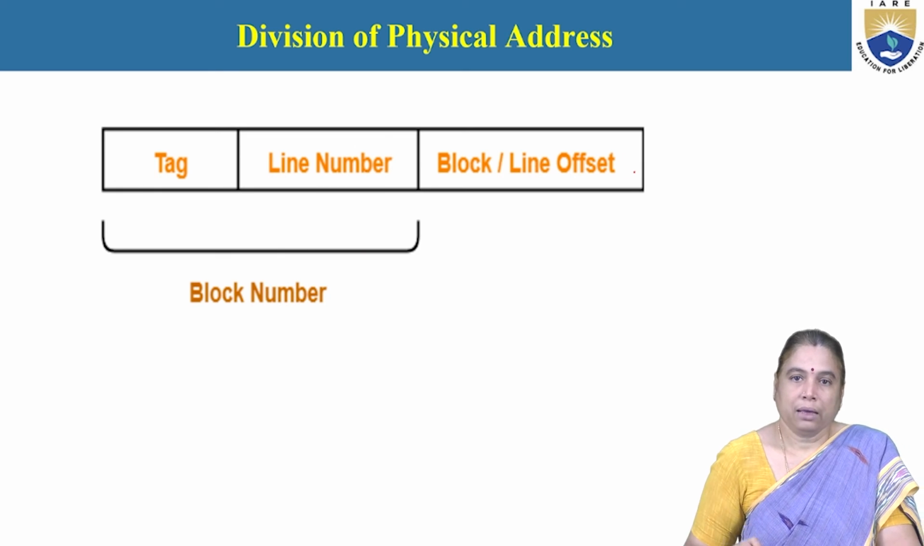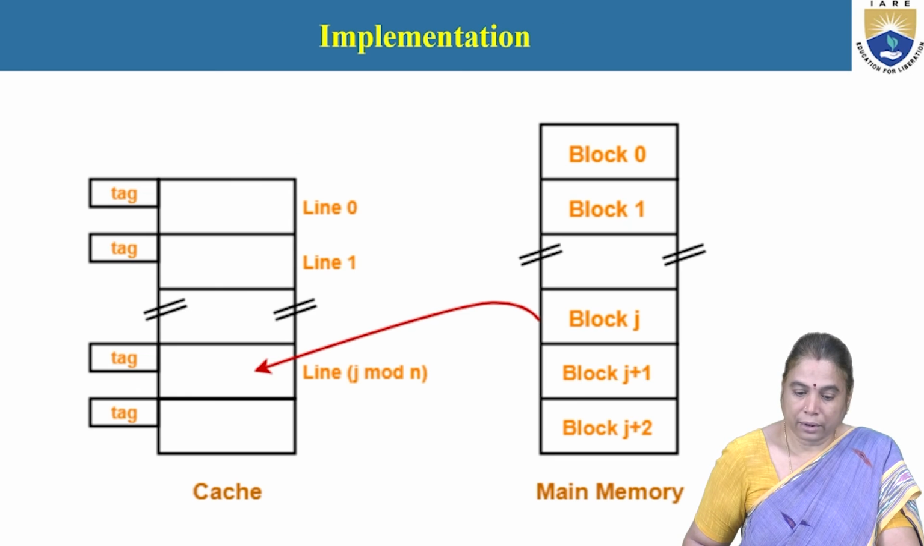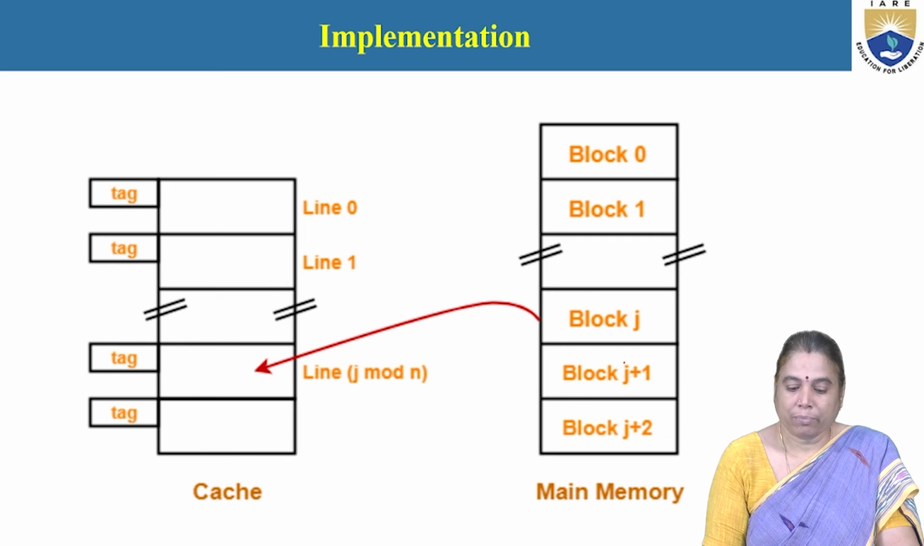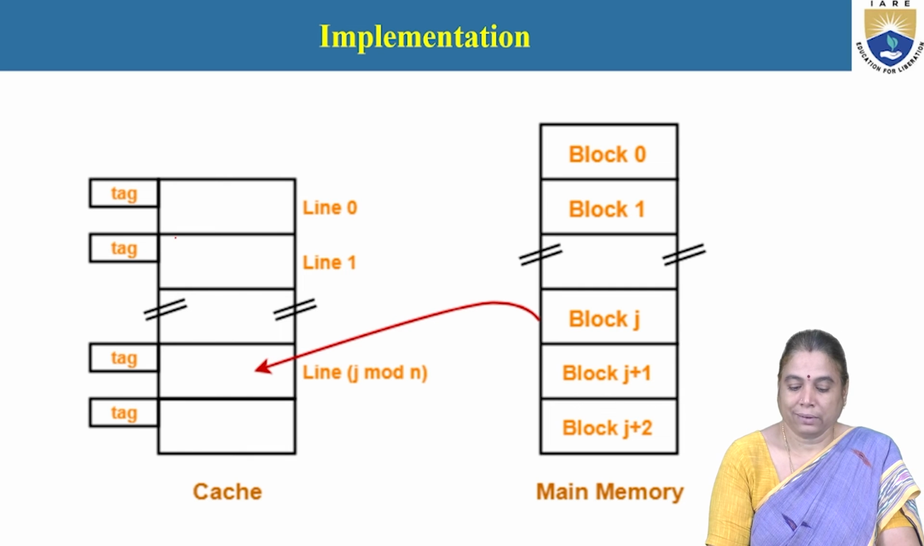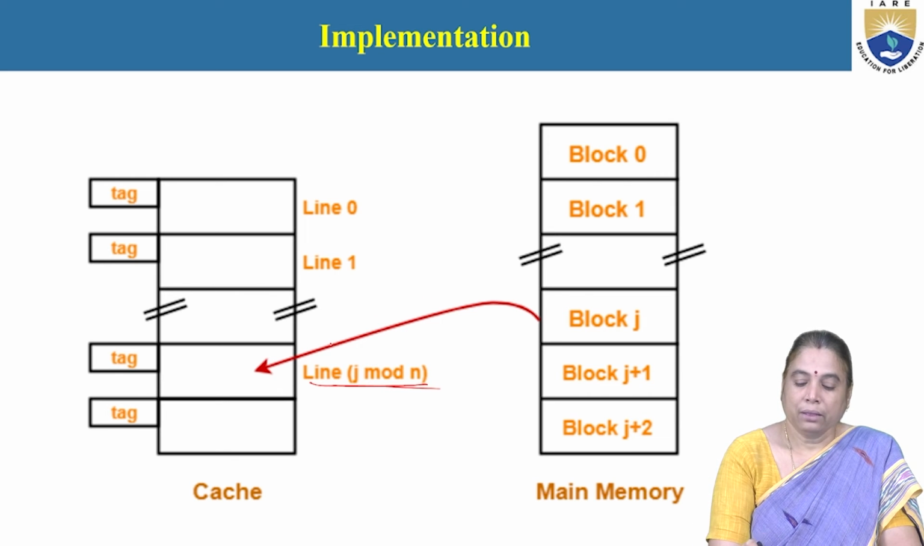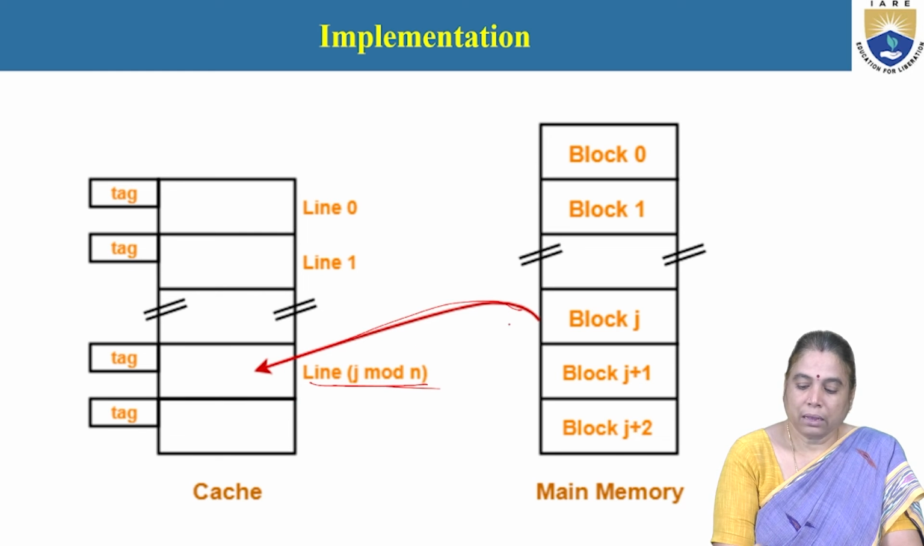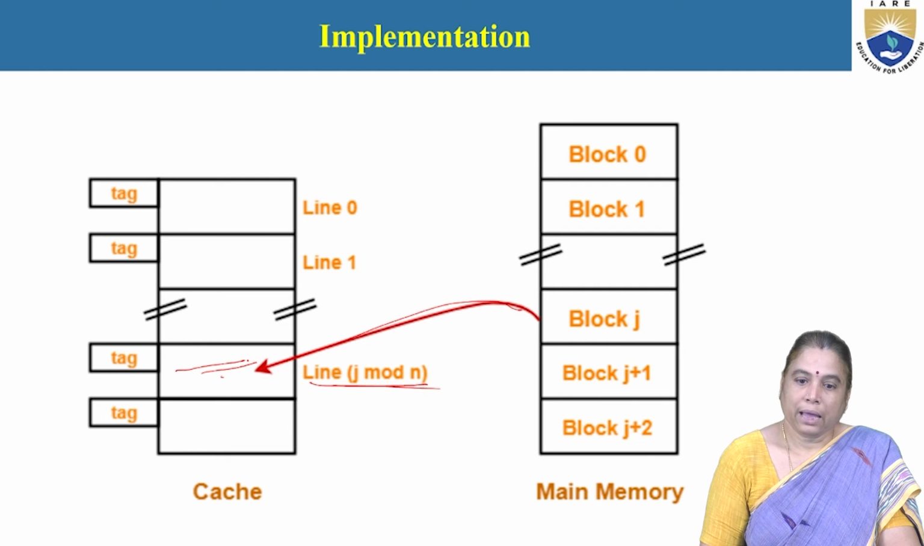Next, the block or line offset is used in the physical address. In the memory, all the data is divided and organized as blocks, and in the cache there are line numbers and specific tags placed. With the help of the formula, J mod n is used to find which location of the cache can be used for the transfer of this memory block. So here this is the match. The block J has to be transferred from main memory to the cache memory.